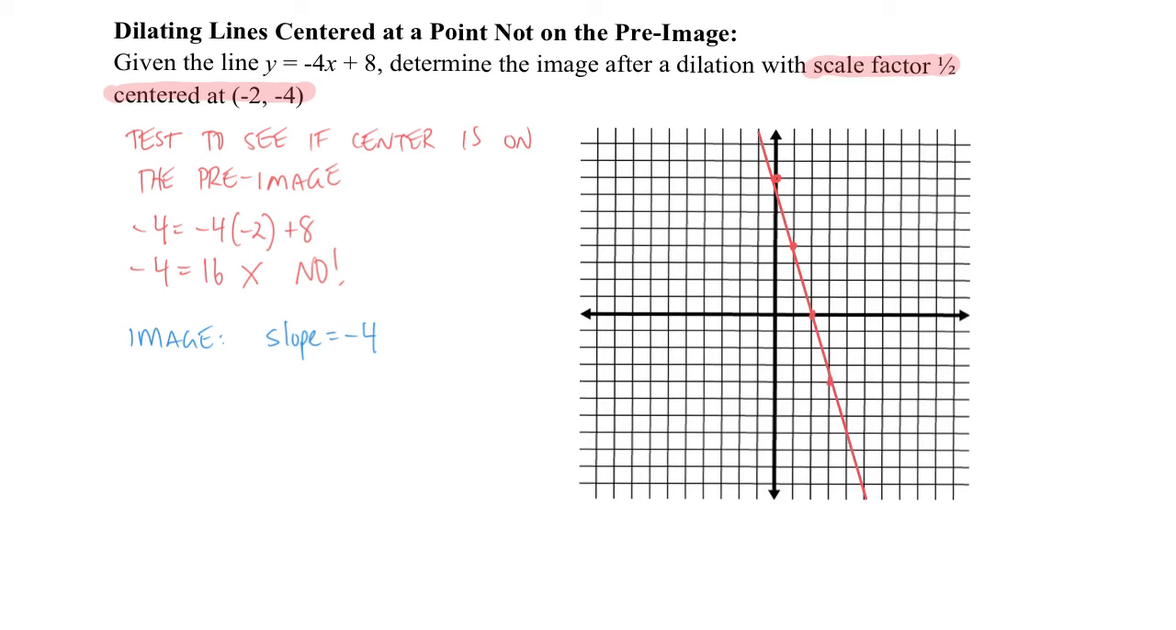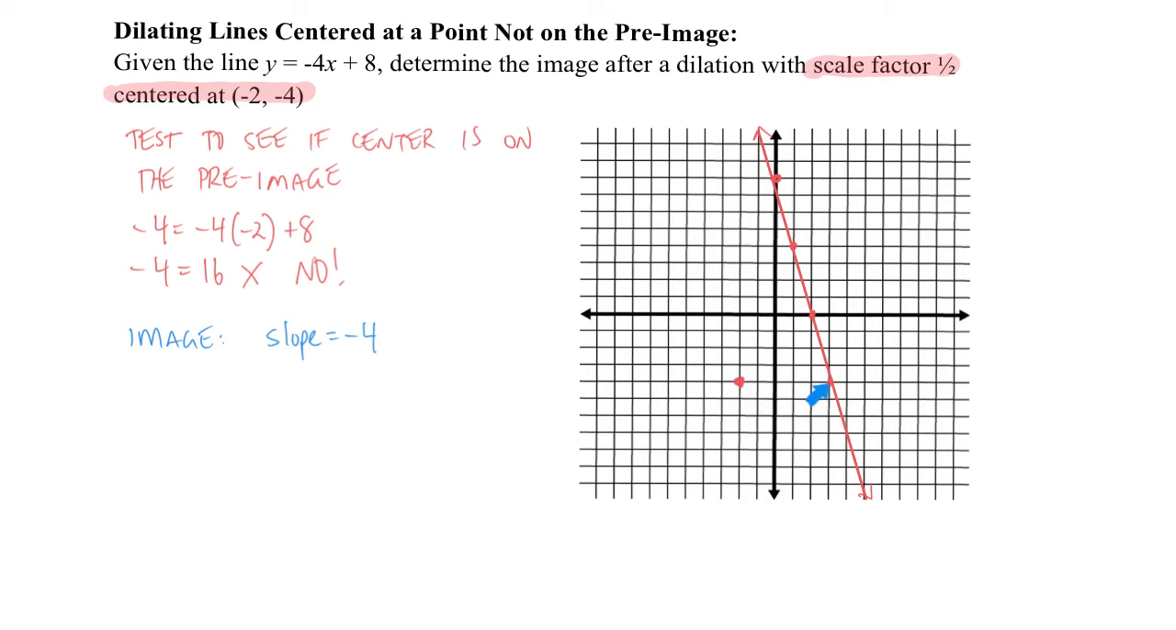Looks basically like that. Okay, so there's my pre-image line, and here's my center. My center is at -2, -4. There's my center. All right, so now all you have to do is pick any point on the pre-image and dilate that point from the center. Now you can choose any point you like. I would choose the one that's the easiest.